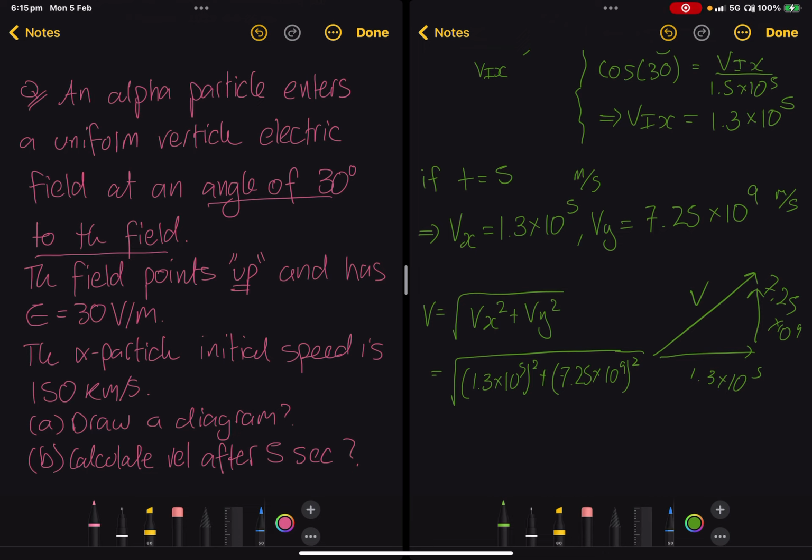These are comically large numbers, but that's fine, because if you do the working right, the answer will be right. If you do the working wrong, your answer might be wrong. So trust your working, and think about the numbers once you've got your final answers. So 1.3 times 10 to the 5 squared plus 7.25 times 10 to the 9 squared, the square root of all that is still 7.25 times 10 to the 9. This makes sense. This term is way, way bigger than the other term, and this is meters per second.